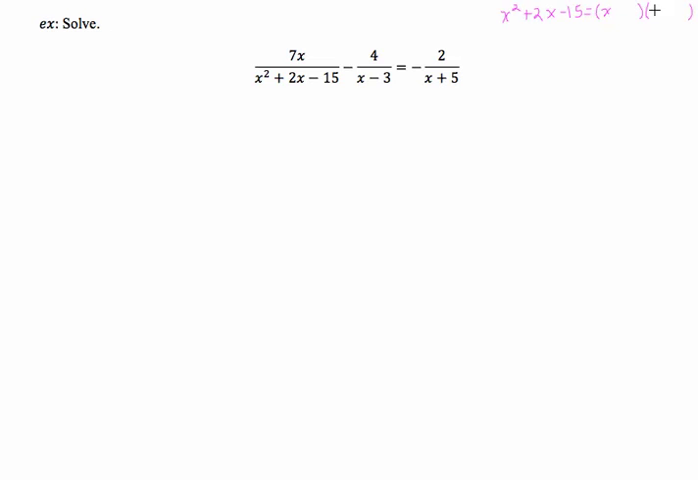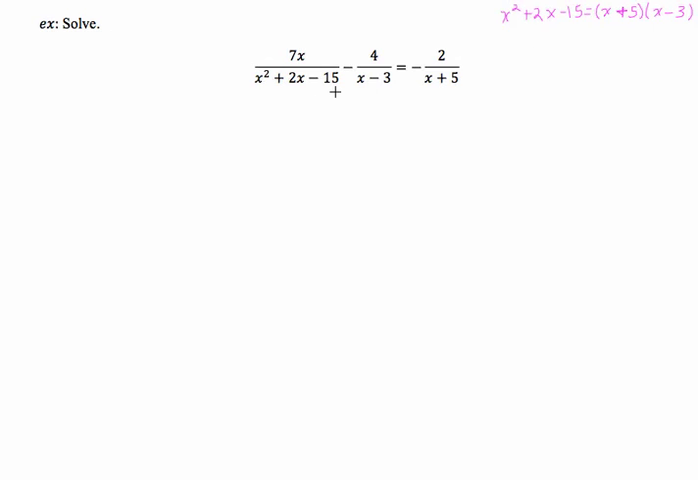X squared factors into x next. 15, how about, now it's a minus 15, so how about 5 and 3? Let's go with the plus 5 and the minus 3. That way they'll add to a positive 2 in the middle. And, okay, so here's what I'm noticing.